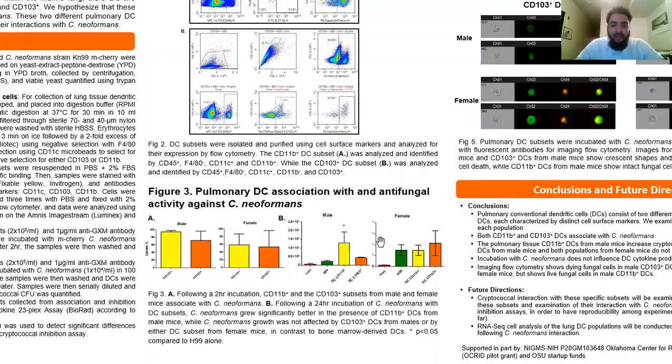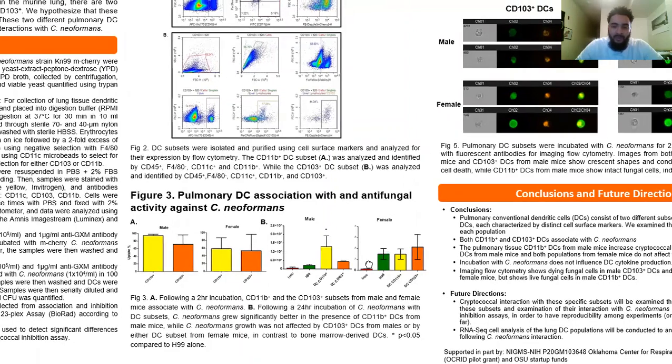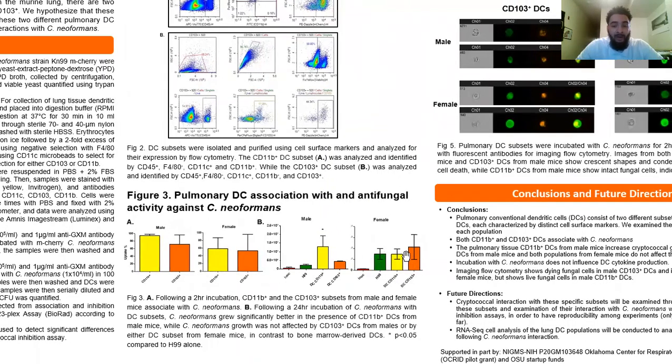In figure B, we wanted to observe antifungal activity. As you can see in the males, there is a significant difference in antifungal activity between the CD11Bs and the CD103s. The question that was posed to us after this discovery was, if they're not killing Cryptococcus neoformans, what are they actually doing? As you can see in figure B, for females, there is no antifungal activity for either subset.